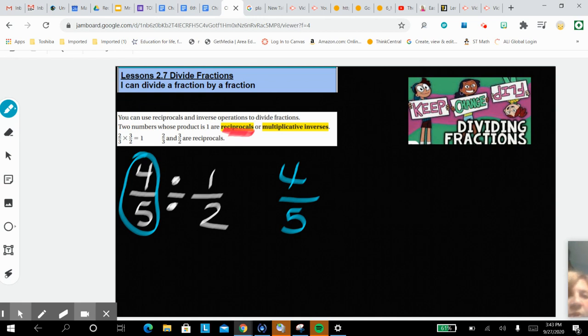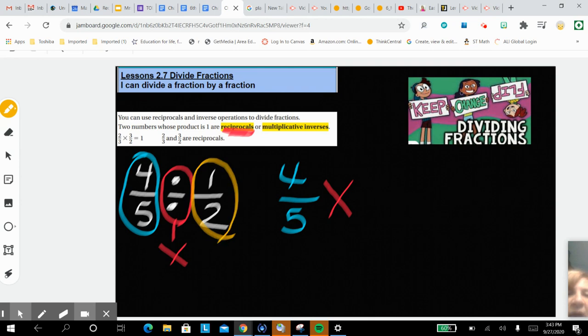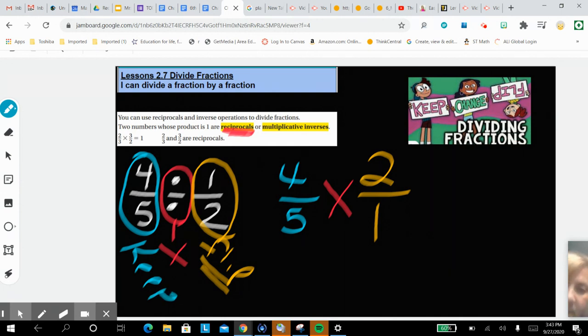Then I'm going to change the sign. We're going to change it to its inverse sign, or opposite. It's going to become a multiply. Then we're going to take the last one, which is the 1/2, and we're going to flip it to 2 over 1, or its reciprocal. So we had keep, we had change, and then we flipped. Now once we do that, you just simply multiply.